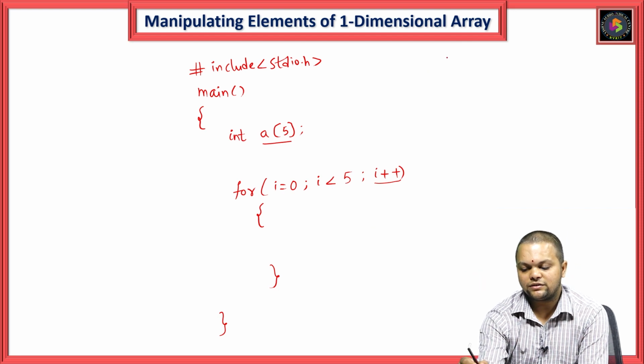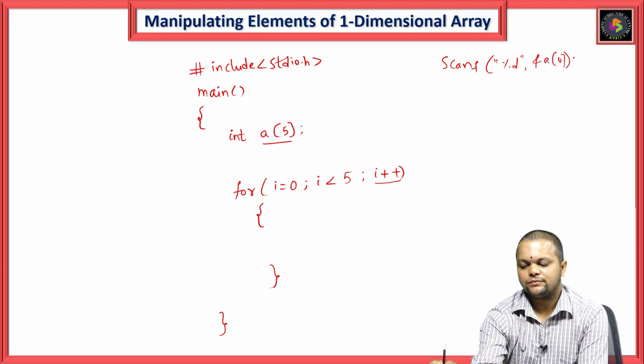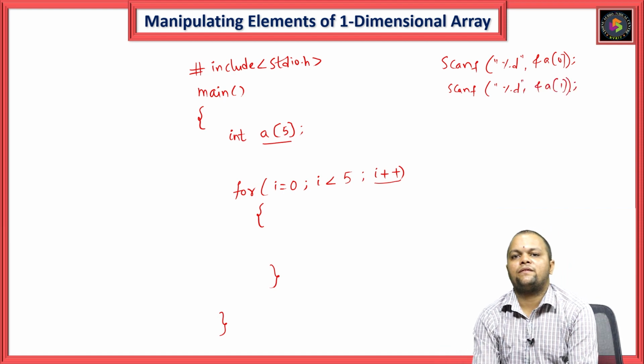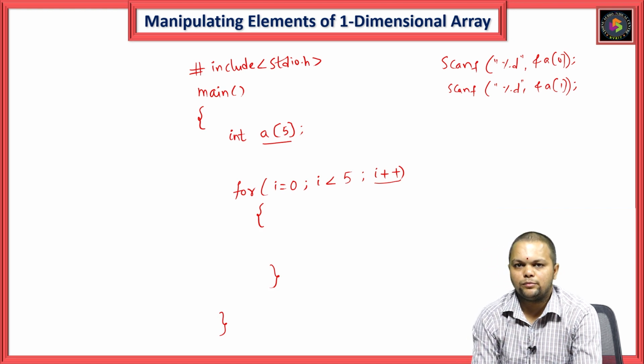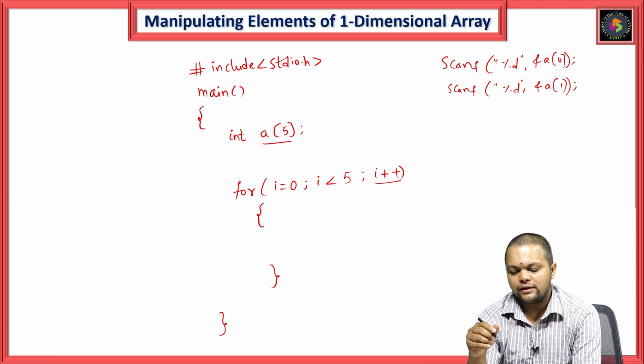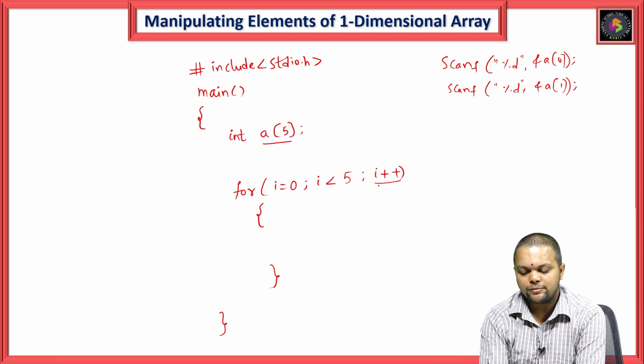See, if I am giving the values like this, scanf, %d, ampersand A of 0. This is for the first one. And if I am giving for the second one, scanf, again, %d, this is ampersand A of 1. Again, this will take much time here. If I want to have 20 elements or 30 elements, it will take much time there. So if I want to use like that, again, you can use a looping statement.